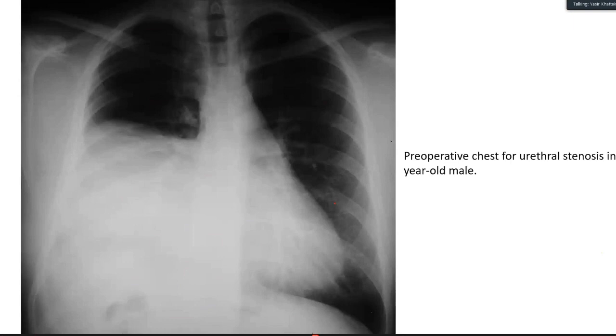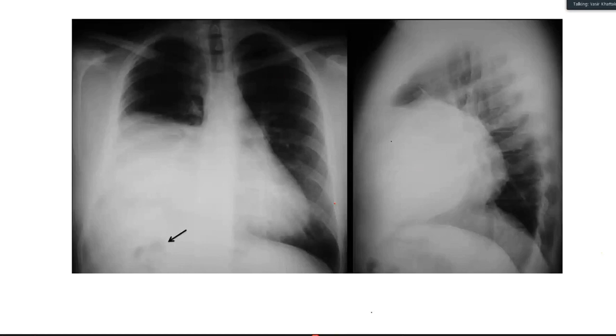So this is very important. You say this is eventration. I'll give you an additional finding which is important. Look at this. What is that? Yeah, there are a few lucencies.